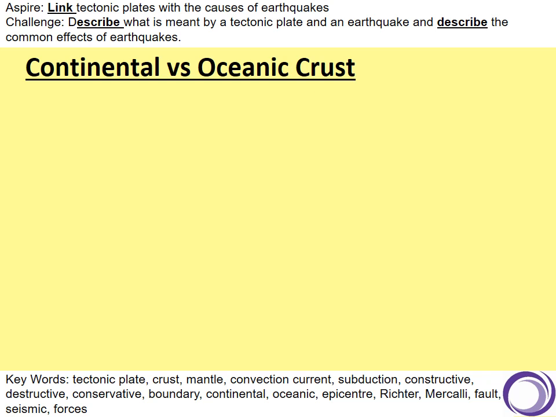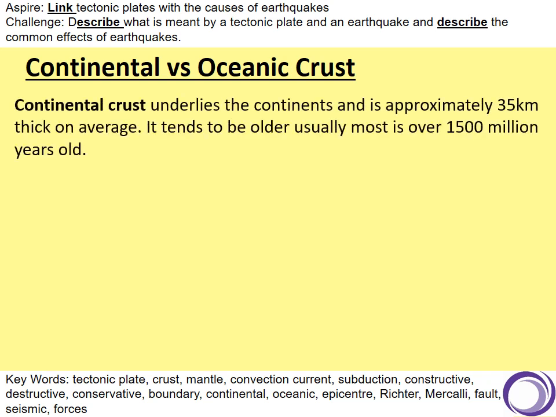So, when we look at continental versus oceanic crust, although they're both made of solid rock, there are some distinct differences. The continental crust, as I've said, underlies the continents, the land masses of our planet, and it's approximately 35 kilometres thick on average. Some of it is a little thinner, some of it is a little thicker. It tends to be the older type of crust. Usually most of it is over 1,500 million years old.